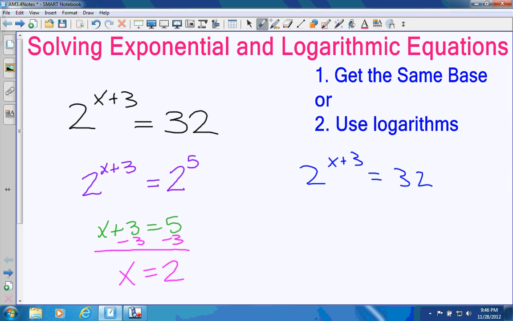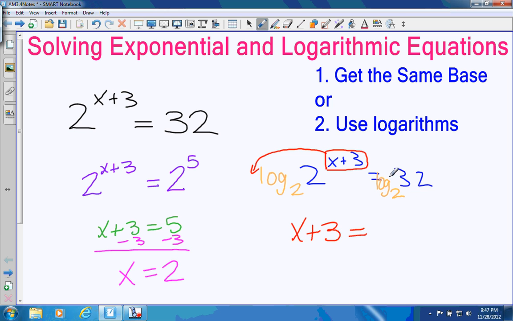Now, like I said, the other method you could do is to use logarithms. And to get rid of 2 as our base, we would have to write log base 2 and log base 2 on this side. And then because of our properties of logarithms, our exponent gets moved out in front as the multiplier of what log base 2 of 2 is, and we know log base 2 of 2 is 1, so 1 times x plus 3 is x plus 3.